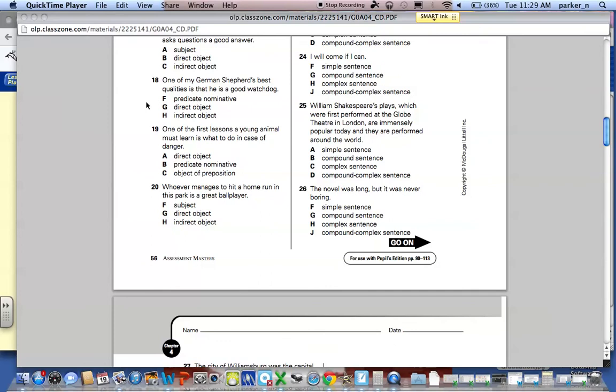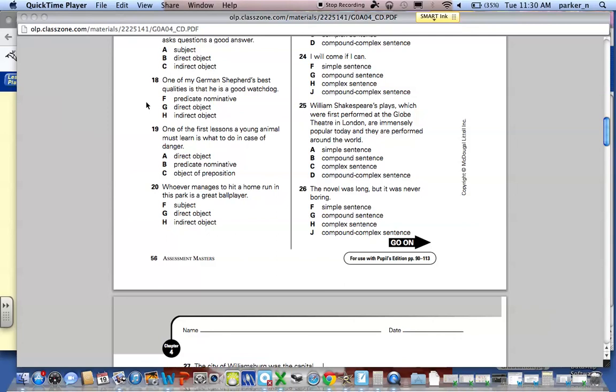Number 18, that he is a good watchdog. It's following a linking verb. The linking verb is. So, one is that. Predicate nominative, letter F. Number 19, and remember, predicate nominatives follow linking verbs. So watch those verbs. Number 19, what to do in case of danger. Look what it's following. A linking verb. It's a predicate nominative.